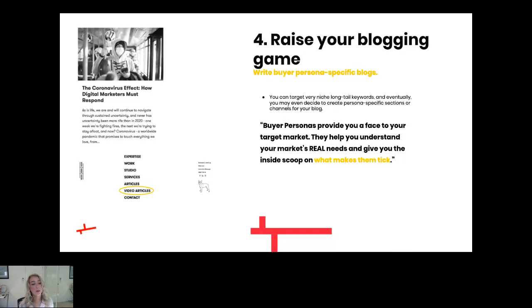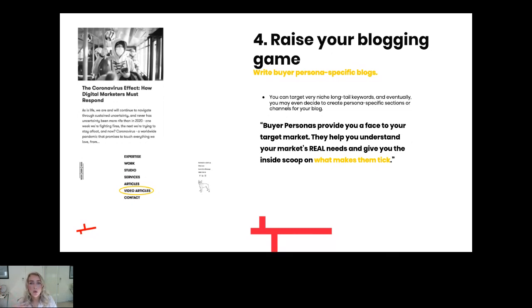So a sort of example that I found a couple of weeks ago when the coronavirus first took effect, I wrote a blog called The Coronavirus Effect, How Digital Marketers Must Respond. So that is a particular persona that I was targeting, digital marketers, and I made sure to focus it on helpful information. What do they want in that situation? They want useful, they want to be helped, they want to be reassured. So that was really why I chose that angle for that blog.